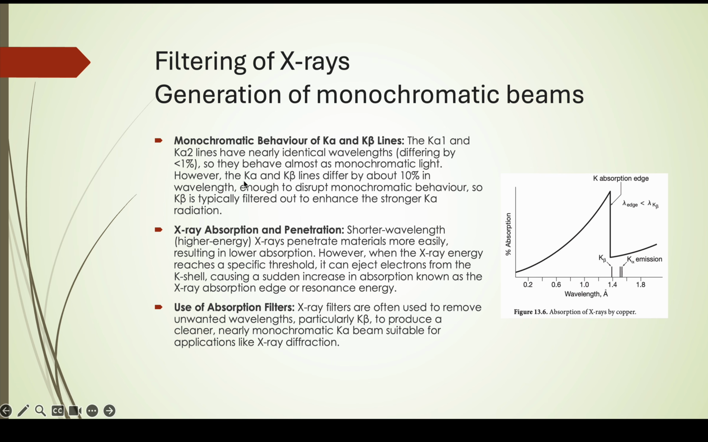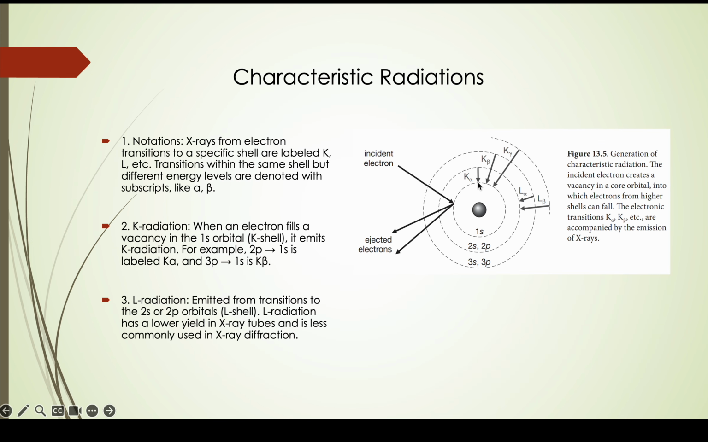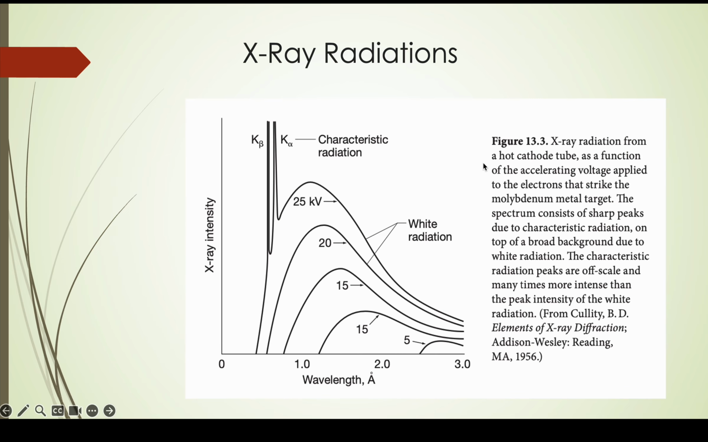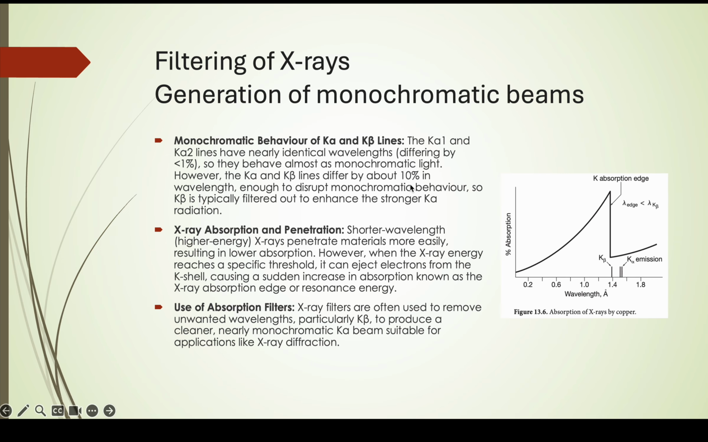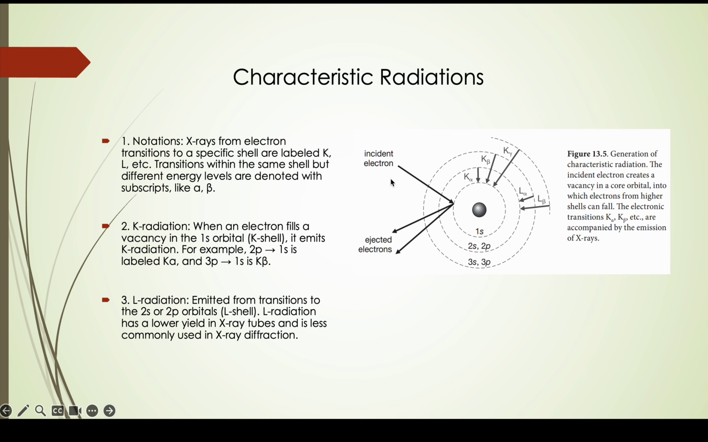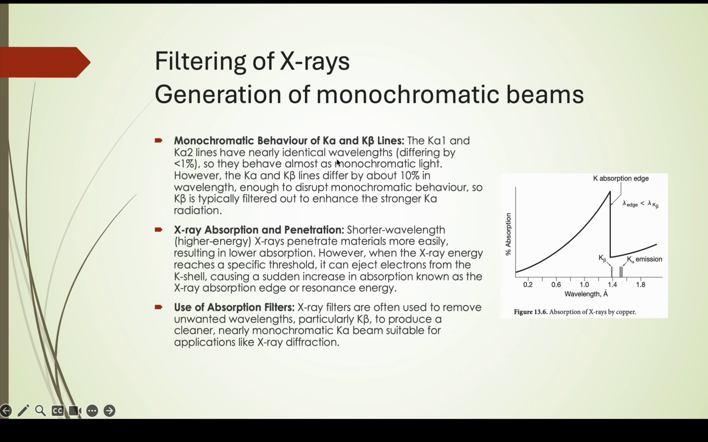But if we go to the K alpha and the K beta lines, here we can see K alpha and K beta. Now they are distinguished, and their lines differ by about 10% in wavelength. This disturbs the monochromatic behavior and acts as if there are multiple wavelengths. One important thing is that K beta has lower energy. As you can observe here, K alpha is a strong radiation, and K beta has small energy. So K beta is typically filtered out to enhance the stronger K alpha radiation.